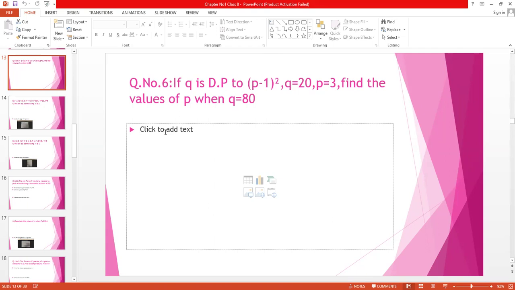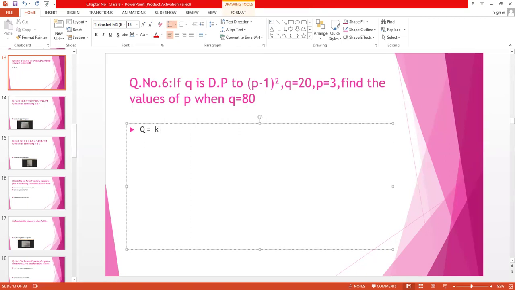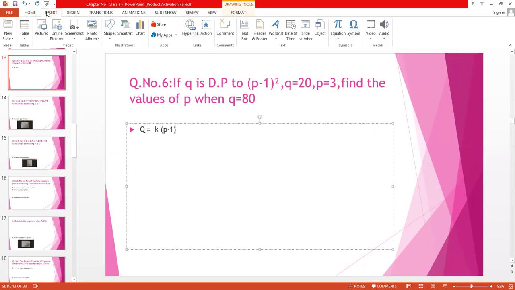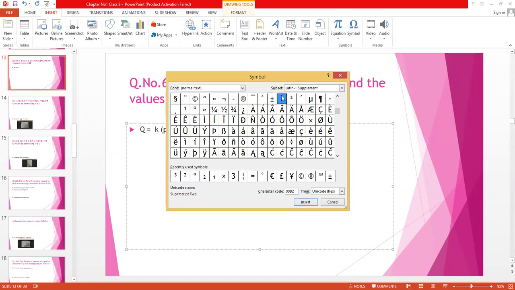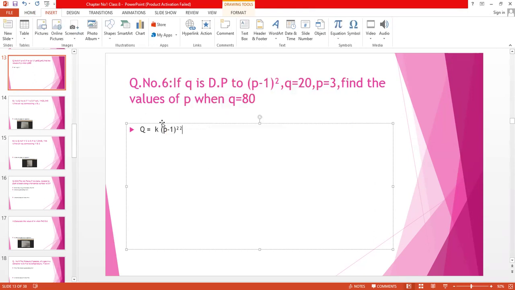So Q is equal to, directly proportional, so we use the letter K, and the second variable is (P minus 1) whole square. So Q is equal to K (P minus 1) whole square.